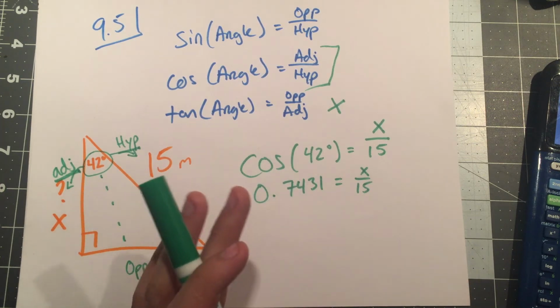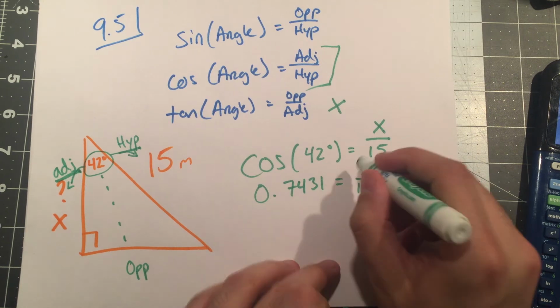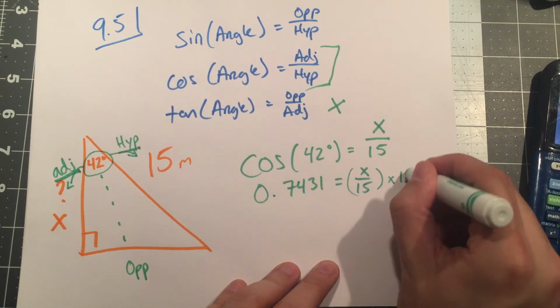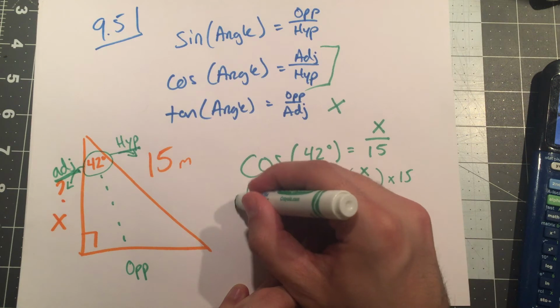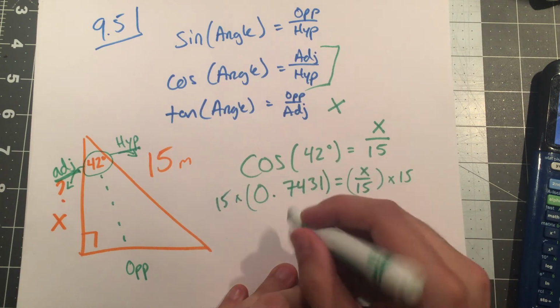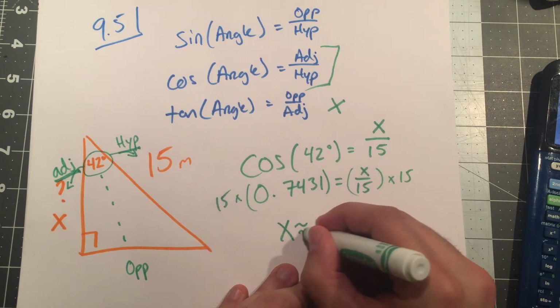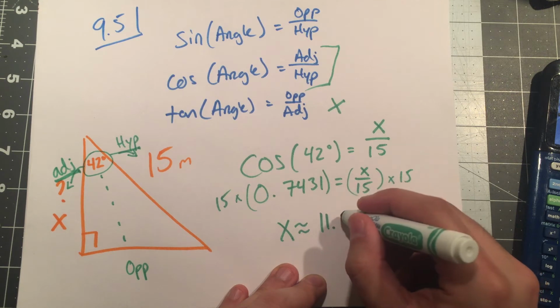That's all that's happening. I'm going to multiply both sides by 15, and then we have our answer. x is around 11.1.